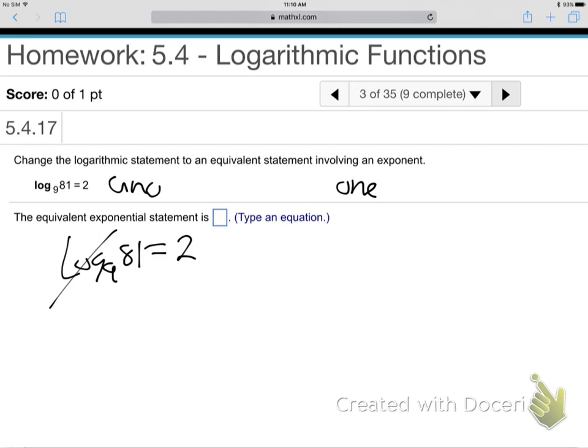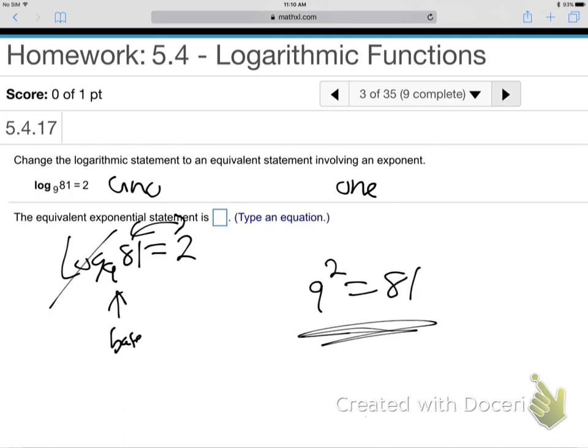So who's the base? 9. The 9 is the base. The base will continue to be the base, meaning he'll have something on him. But instead of 9 to the 81, they switch, and it'll be 9 to the 2, and the 81 goes on the other side. And we know that 9 squared is 81. Well, the log is saying what I was saying all along in my language. They're saying the same thing. Two different languages. Base stays the base, other two switch.